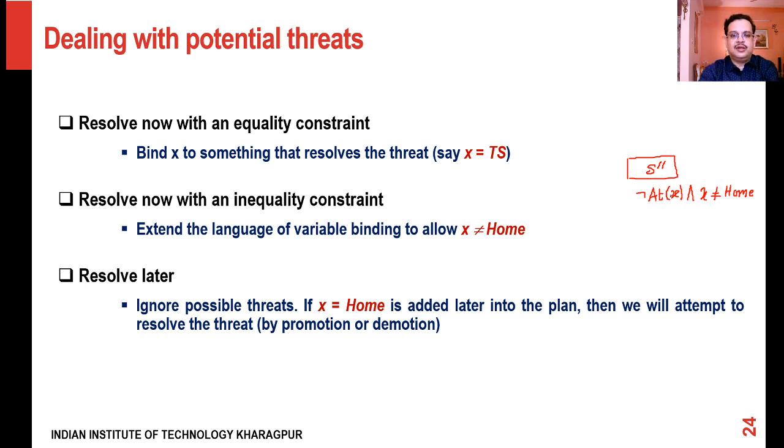Or we could resolve later. So at this point of time we could choose to ignore the threats, and we could then carry it over and then resolve them later. And there are ways to do that resolving of constraints later on by using the constraint satisfaction technique. So either of these three could be used in a planner.